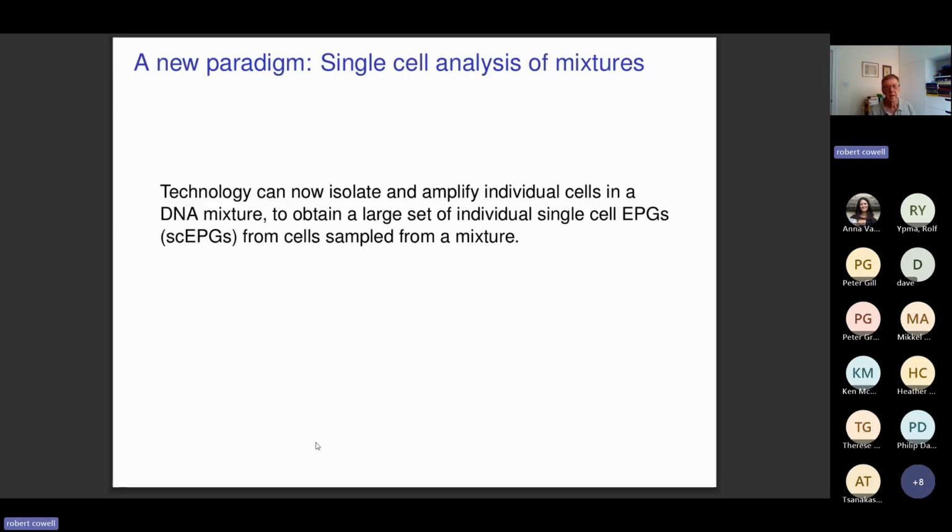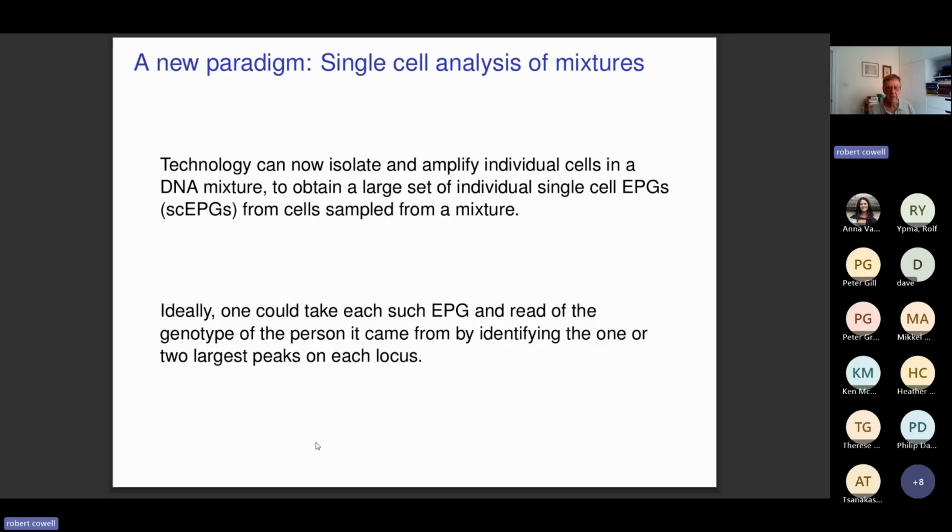More recently, for the last couple of years, I've been working on what I think is a new paradigm for analyzing mixtures. It's single cell analysis. I was invited to join a small group a couple of years ago, and this group has a large data set of about 3,000 single cell EPGs. Technology nowadays is so advanced that you can automatically isolate and amplify individual cells in a DNA mixture. So if you apply this technology, from a mixture you get a large set of individual single cell EPGs. Each cell just comes from one person.